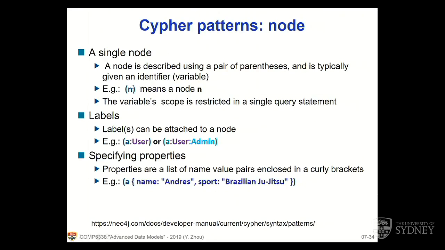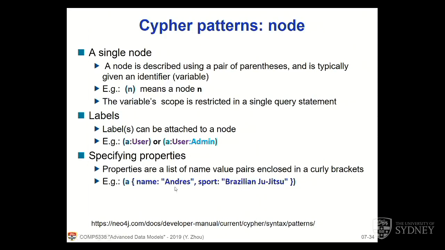And if you don't use a variable, that's okay. It's just a pair of parentheses, which means a no-named node. We can add labels as well to indicate we want a pattern representing a particular type of node. So this represents a user node, and this represents a node which is both a user and admin. Using a colon and the label name, and if you have multiple labels, you just put them together.